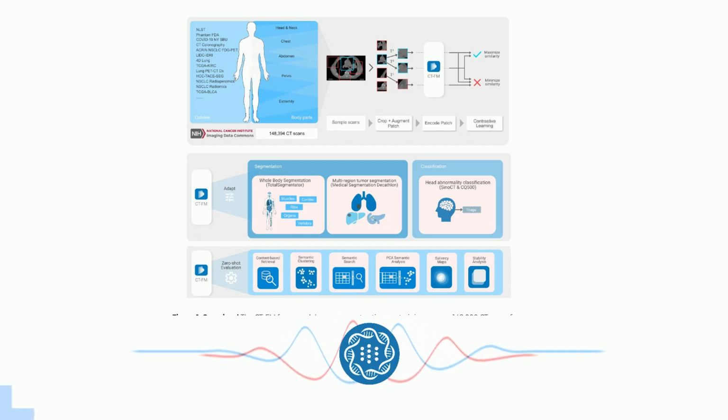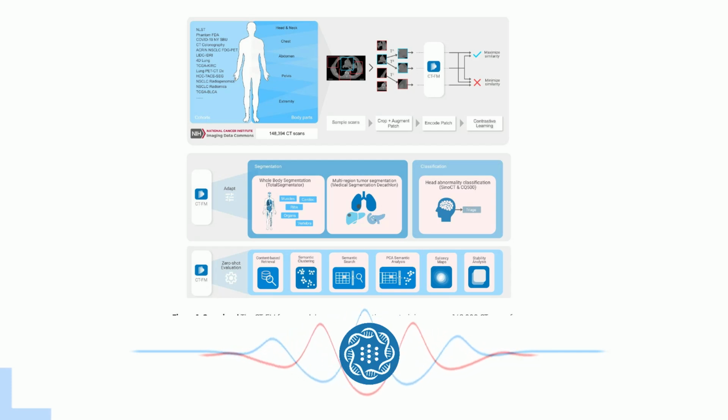Which is key, right? Because the sheer scale of that data allows this model, CTFM, to learn really general representations of anatomy that it can then apply to all sorts of different tasks. So instead of being a specialist, it's more like a medical resident who's learned from seeing thousands of different cases. But how does it actually learn? That's a lot of information to process.